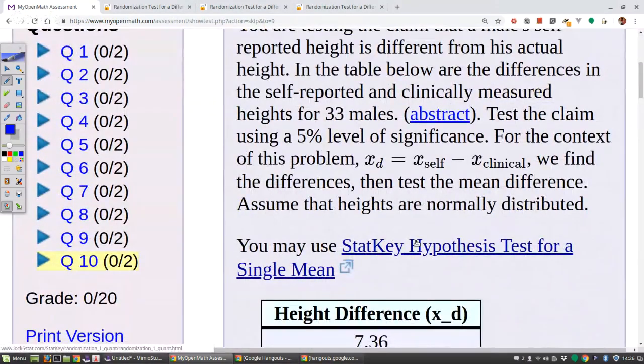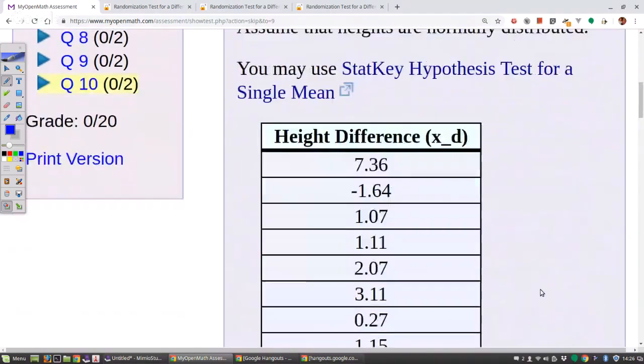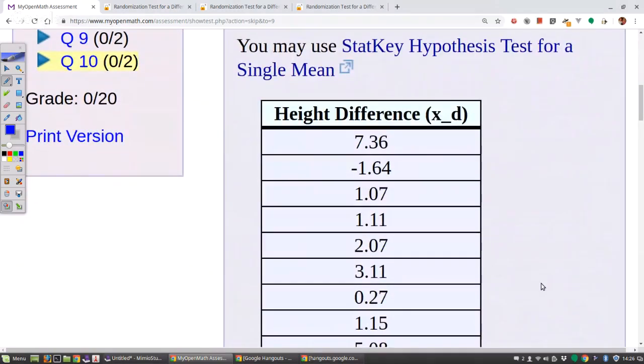In this case, because the data values, the self-proclaimed height and the clinical height, are connected, matched to the same person, I can't use the difference in means test through StatKey. Instead, I have to calculate all the differences first. So I don't actually need the height they said they were and the height they actually are. What I need is the difference in height.